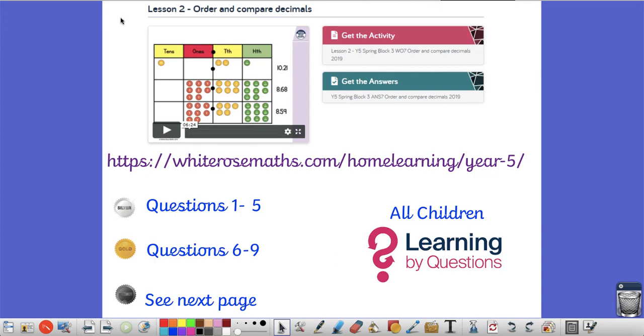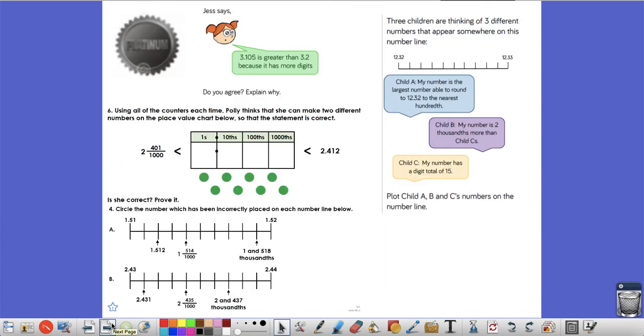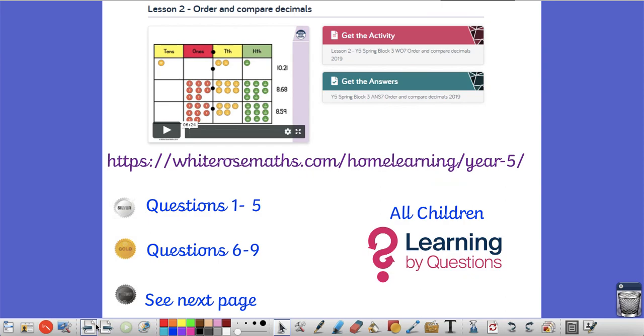There's another video for you on the white rows. For silver, remember it's questions 1 to 5 and gold is 6 to 9. Everybody have a go at the learning by questions if you can, if you get a chance afterwards. And if you want to have a go at platinum, it's on the next page for you. Please remember your starting points in class because you need to be moving your learning on now and get into the gold and platinum challenges where you possibly can.